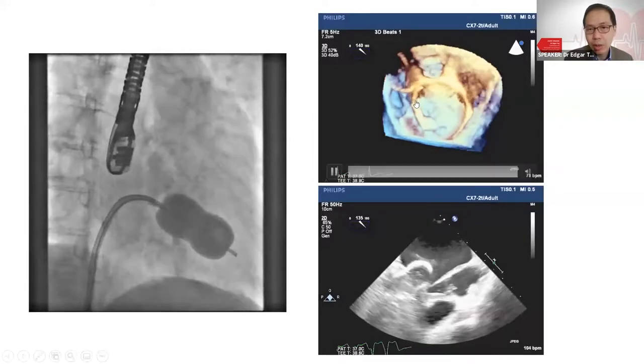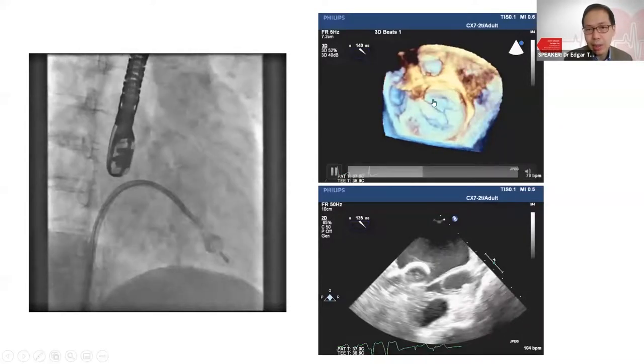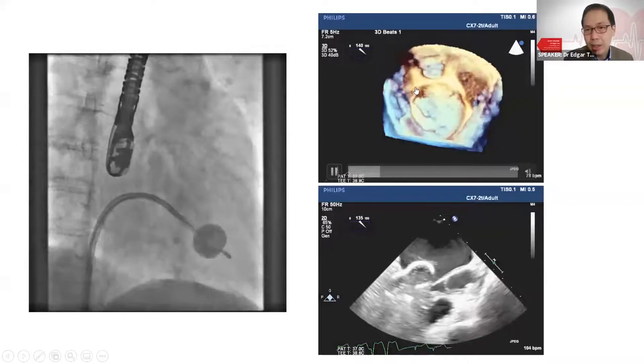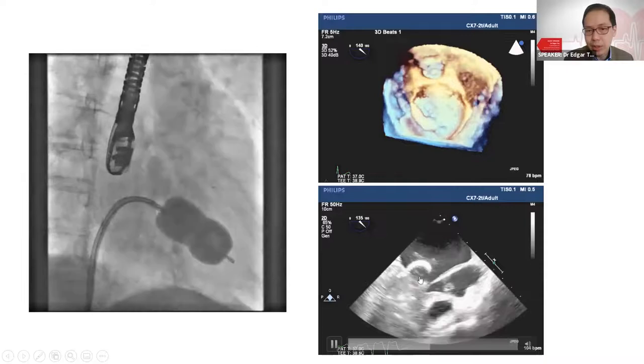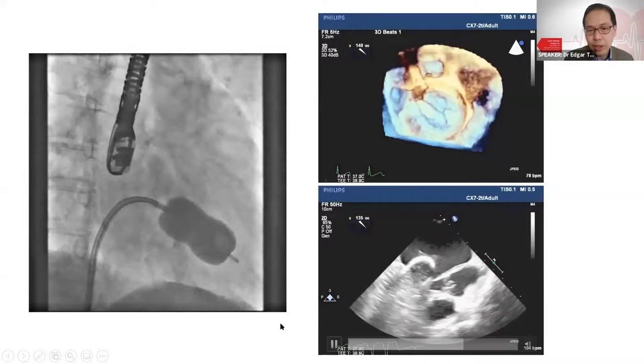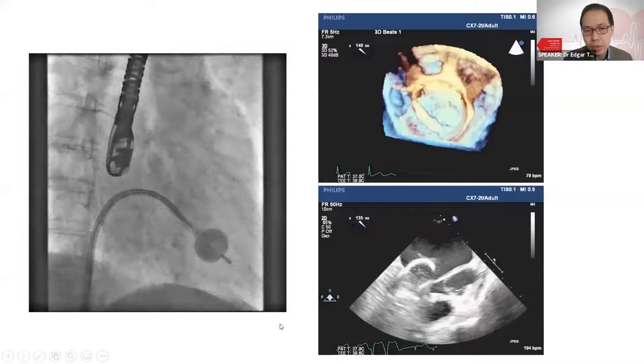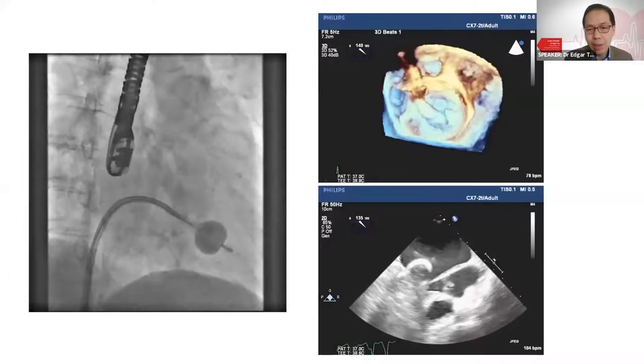This again is an image on the top right showing that we use nowadays three-dimensional echocardiograms to see where the valve is. And on the right bottom image, you are seeing the balloon expansion, and it's really forcing the anterior and posterior leaflets to splay apart to kind of open a little bit more.